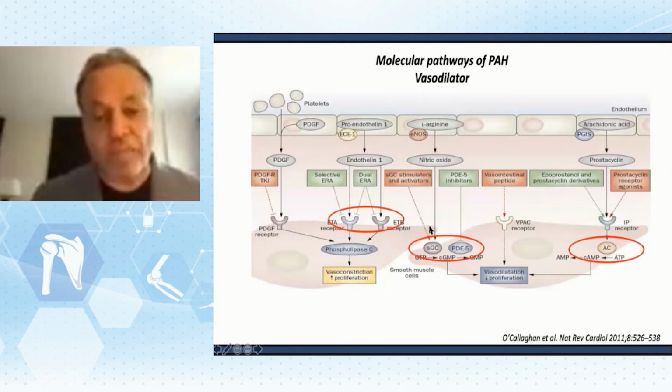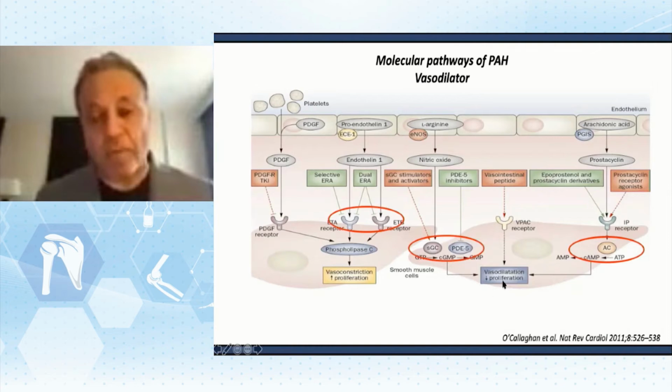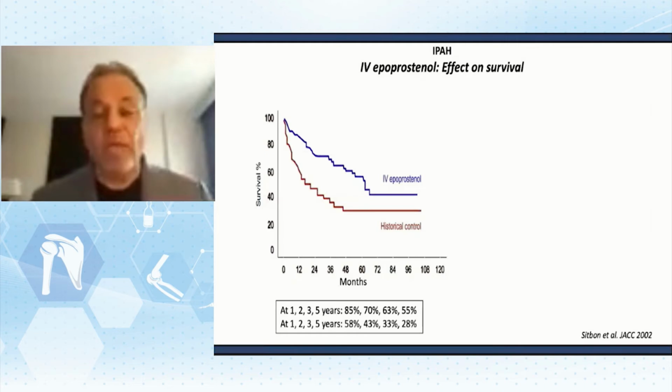We have the nitric oxide pathway working on cyclic GMP that has a very similar mechanism of action compared to cyclic AMP. And we have the endothelin receptor antagonists trying to block both endothelin A and B receptors on the smooth muscles, leading to vasodilatation and inhibition of proliferation.